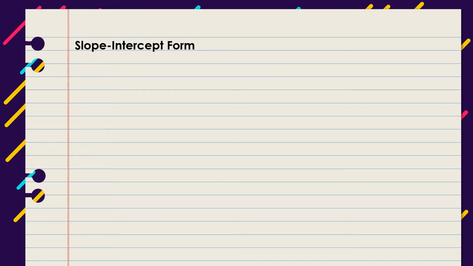Slope-intercept form is a form of the linear equation written as y equals mx plus b, where m represents the slope of the line, or how it changes from point to point. You may have also heard this described as rise over run, which means how much the graph moves up and down versus how much the graph moves left to right as you move from point to point.